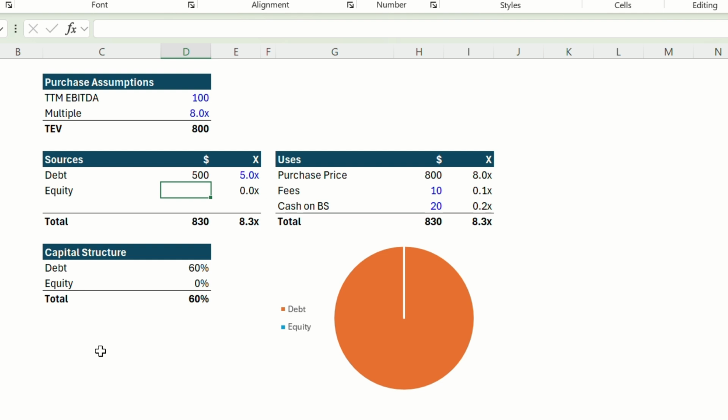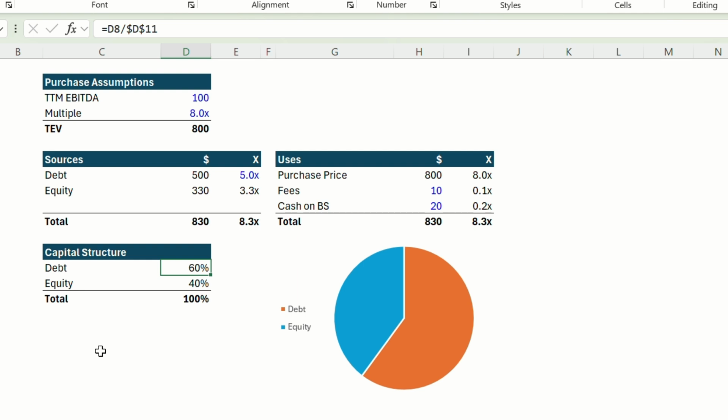And our equity is just the plug figure. So we know that we're going to need 830 million, and we've already lined up 500 million in debt. So that means that the sponsor will have to contribute 330 million in equity to buy this business. And as you can see below, the capital structure is a 60-40 split, which is pretty typical in today's market.